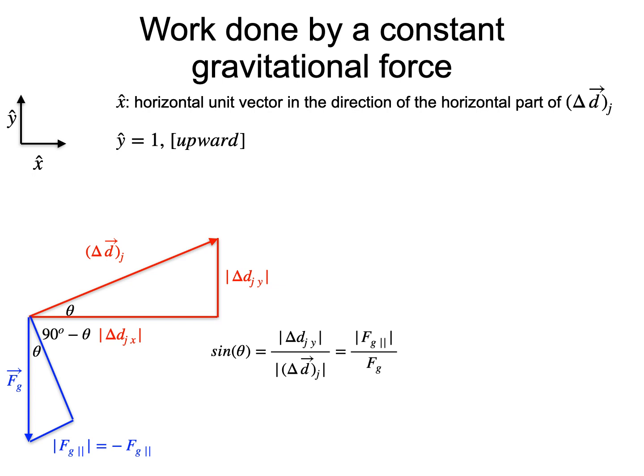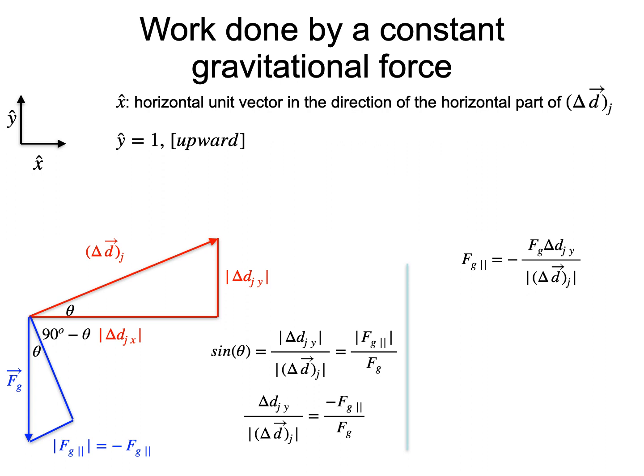Now, taking into account the sine of theta, delta djy and Fg parallel, we can write this equation. This equation is still valid if the y component of the displacement vector had been negative, because the drawing that would go with that situation would show the tangential component of the gravitational force to be positive. Now, isolating for the parallel component of the gravitational force leads to this equation.